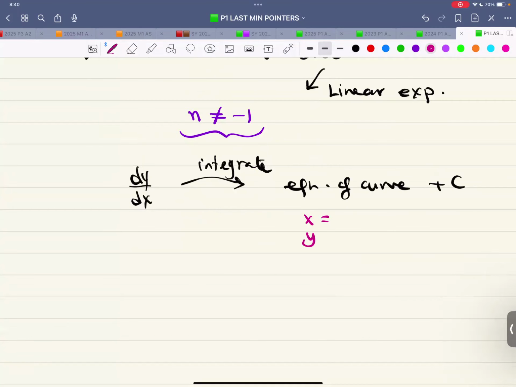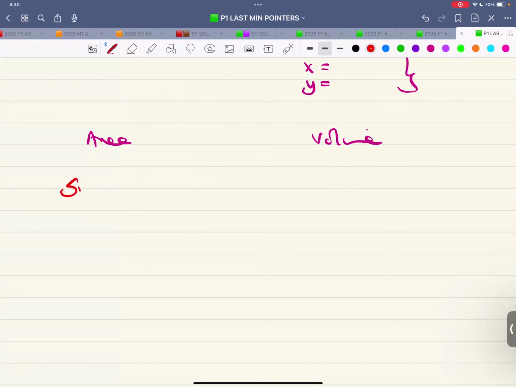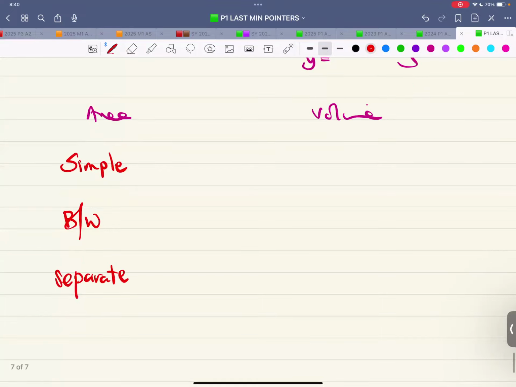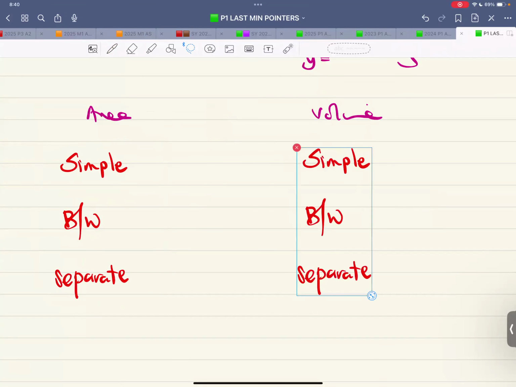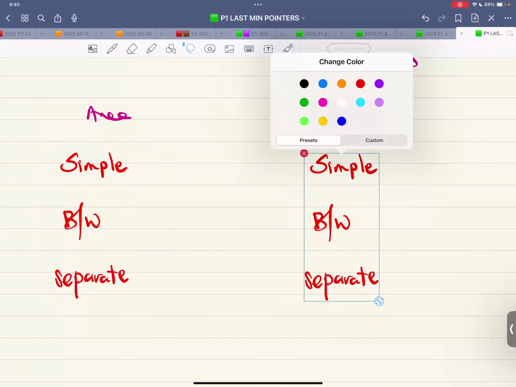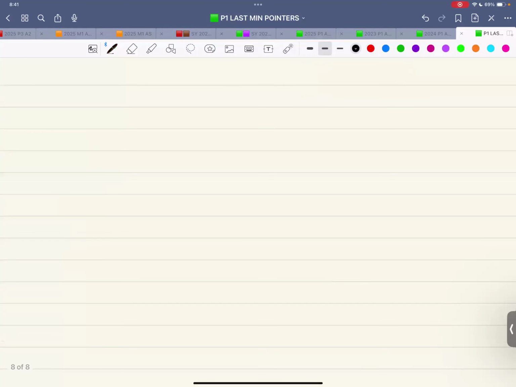We plug in x as something, we plug in y in something, and then we find this thing. Then we talk about area. Then we talk about volume. Area can be a simple area, area can be between area, area can be a separate area. The same thing goes for volume. So the same thing that's written over here, simple, between, and separate, that also comes out to be for this thing also. Now the formula for area, that is area under graph, that's very simple.